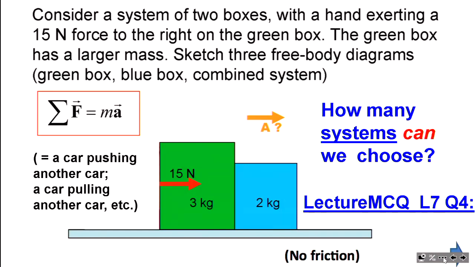So this is what is literally happening. There is a hand which is touching a big box, and the big box is touching a small box, and they move together in the same direction. That's it, nothing else. We neglect friction for now.